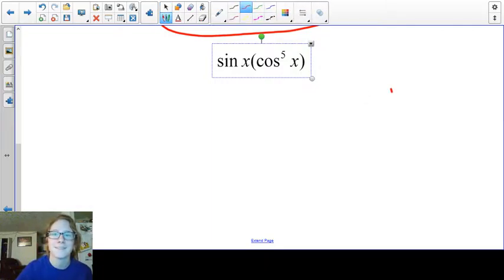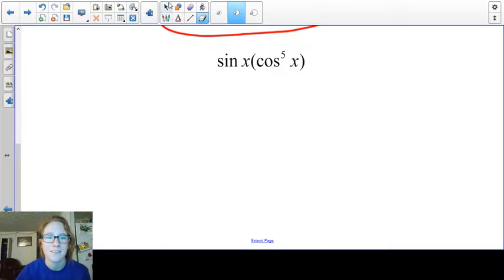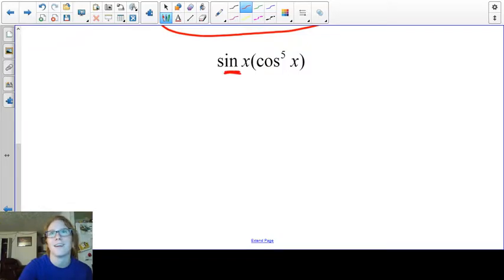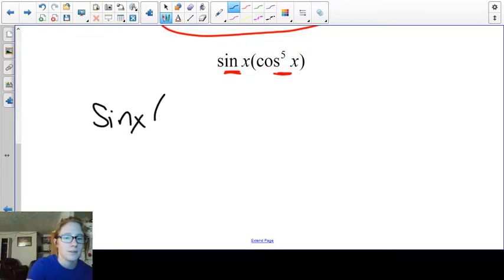So, this guy's going to be fun. The reason he's going to be fun is I have something times something, which means I need to use product rule. So we're going to start this product rule like normal. So first, which is sine of x, times the derivative of the second. So we're getting kind of used to rewriting, knowing that 5 out here is the same as 5 inside to the 5th power, yeah? Okay.